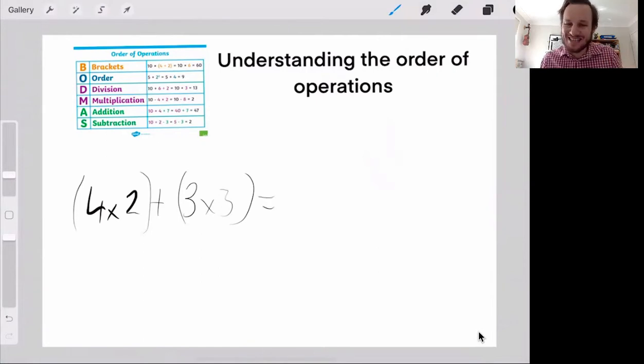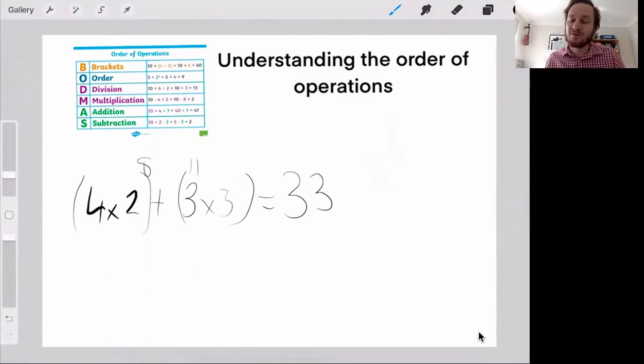If you did not understand the order of operations, you would just solve from left to right. And you would go 4 times 2 is 8. 8 plus 3 is 11. Times by 3 extra is 33. And you would just keep solving it.